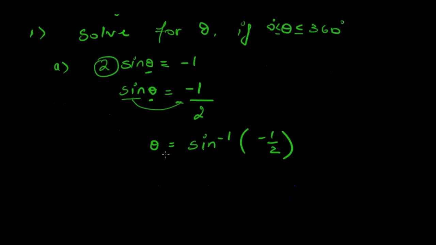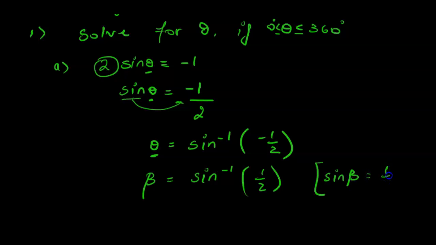Now always remember that whenever we are looking for an angle and the inverse ratio calls for the solving of a negative fraction, we have to first solve for beta, because beta angle will be the inverse of the trigonometric ratio of the positive fraction. We know sine inverse of 1 by 2. 1 by 2 is the ratio of sine beta. This is because sine beta is equal to 1 by 2.